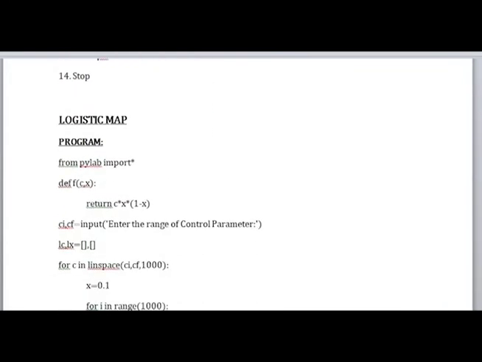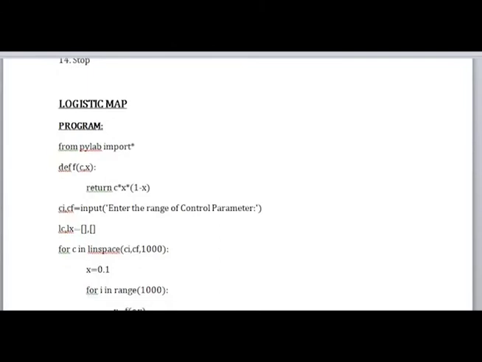Next is writing the program. In the program, instead of k everywhere we have used c for the control parameter. I'm not going to edit it. I hope you can understand that instead of k we have used c.